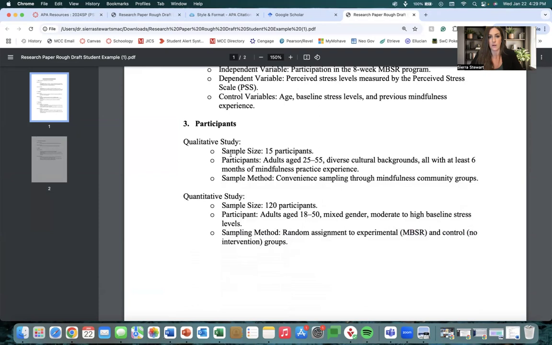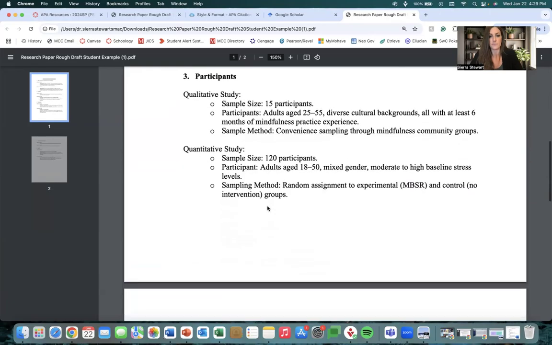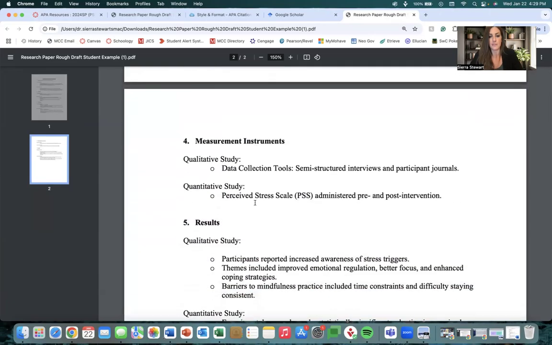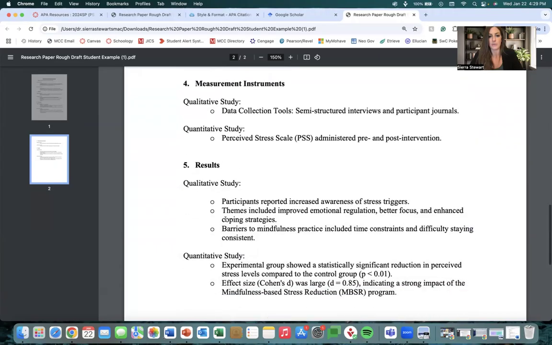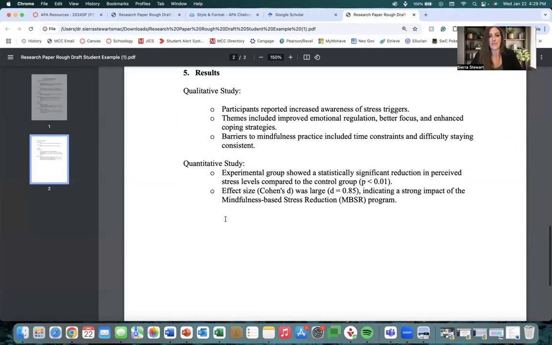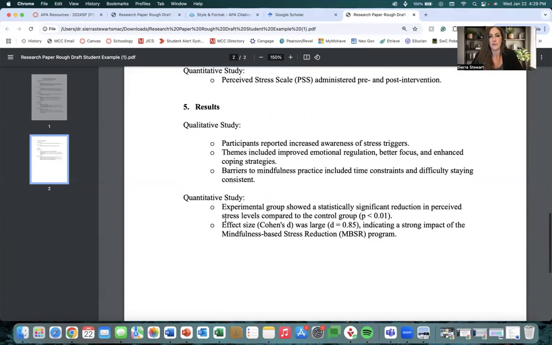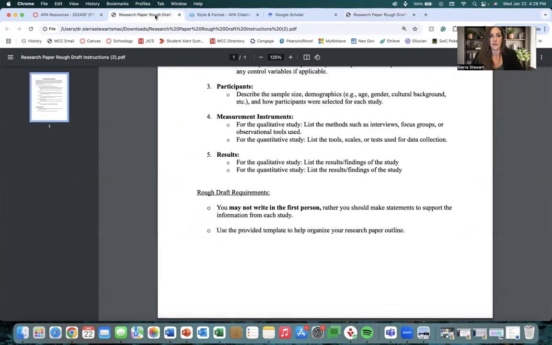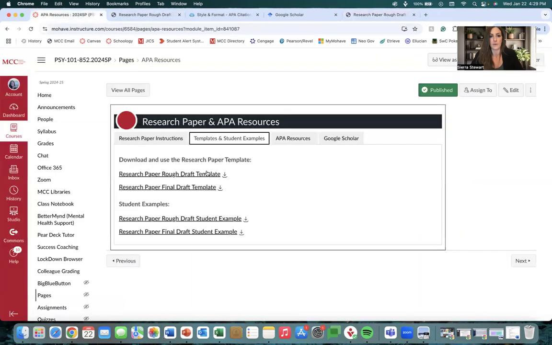Okay. So the first one, qualitative, had 15, quantitative had 120, which is pretty normal because in qualitative studies you're usually asking these people specific questions. So you can have fewer people as opposed to having someone fill out a questionnaire. And then you're having your measurement instruments for each one and your results. This is what it looks like. It's not very long. It's basically a summary of what you're going to be writing about. Again, it's located here for your template and here for your student example.